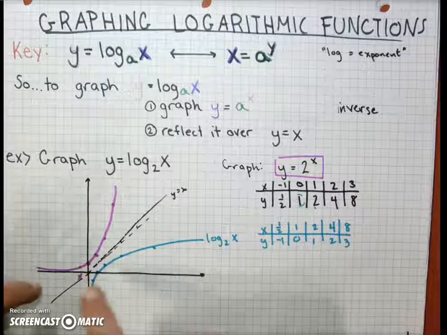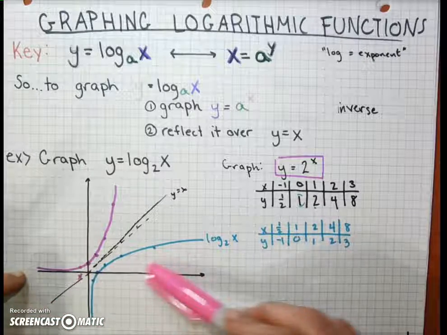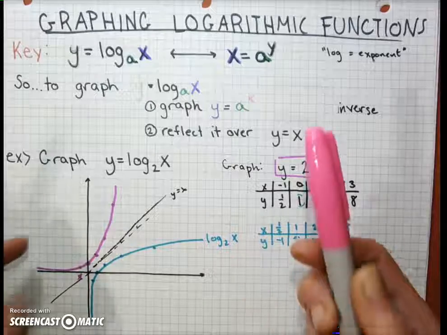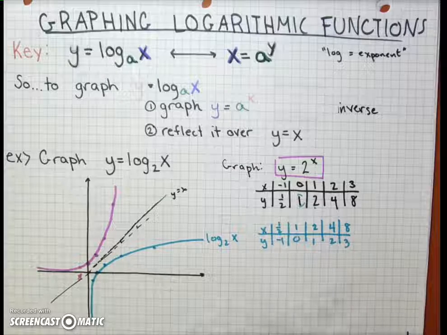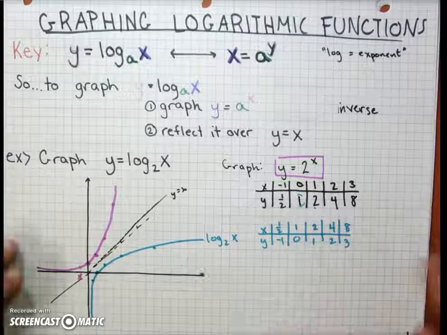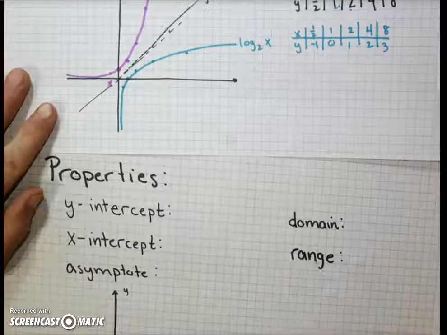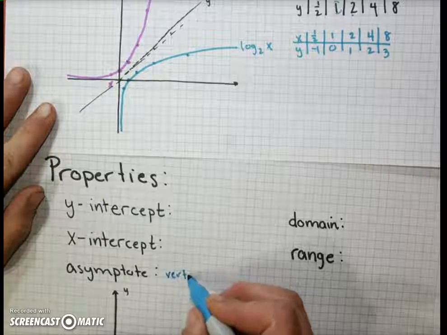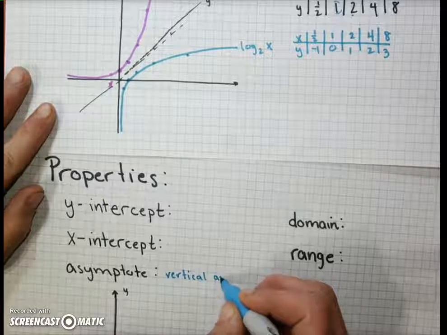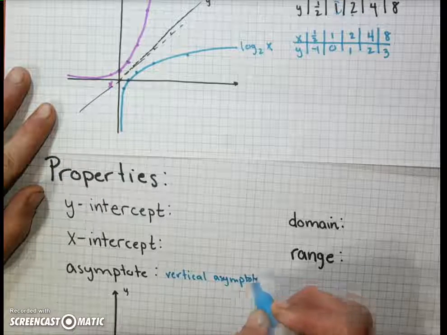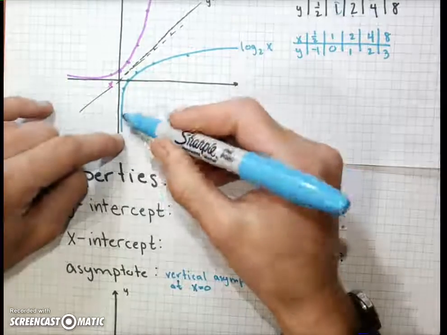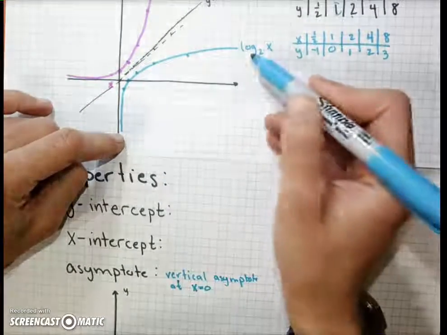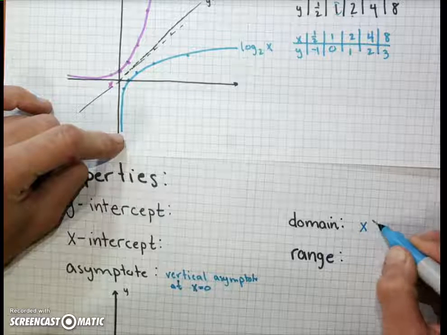And so you can notice some properties. The horizontal asymptote from the exponent graph, when we reflected it, turned into a vertical asymptote of the blue graph, the log graph. Well, let's list some properties as we go. So the asymptote that we have is a vertical asymptote at x equals 0. If you look at the graph, you'll see that the domain of this function is all x greater than 0.